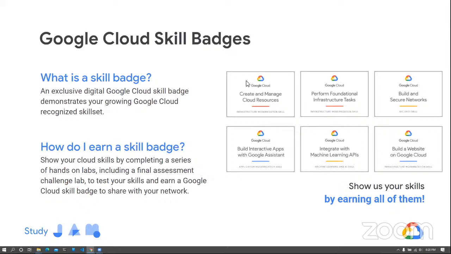So you can put this on LinkedIn or in your resume that, okay, I know this, I have these many skill badges. Let's say if you get the integrate with machine learning API skill badge, then it means that you know that particular service, you know how to use that particular service on Google Cloud. And if you were given a chance to do it, you'll do it, right? So this will bring trust in employers.